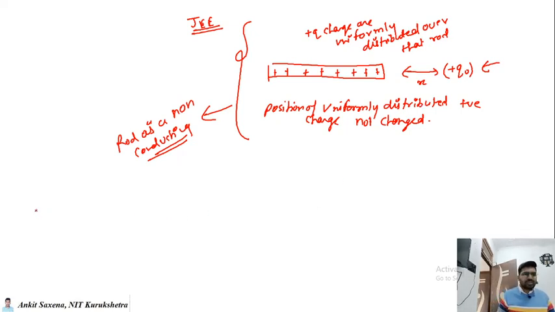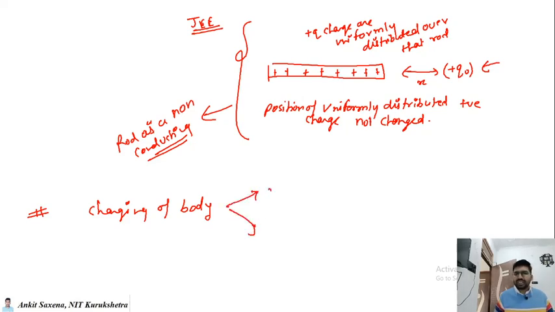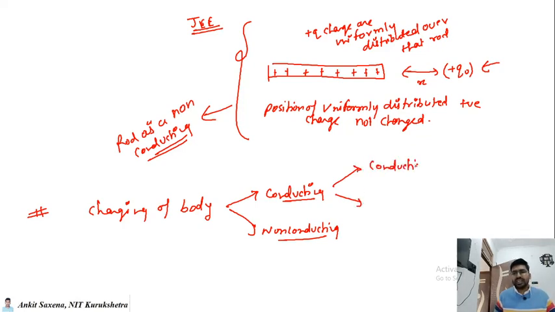Okay, so the next point is charging of a body. Charging of a body means how the body gets charged, how the body gets positive charge, how the body gets negative charge. We know that we have two types of body. First one is conducting, the body that allows the movement of charge. And second one is non-conducting, the body that does not allow the charge movement. If we want to charge a conducting body, we have two methods. First one is conduction and second one is induction.